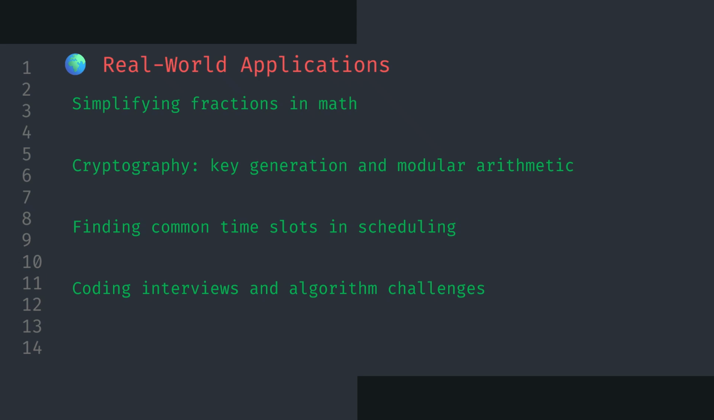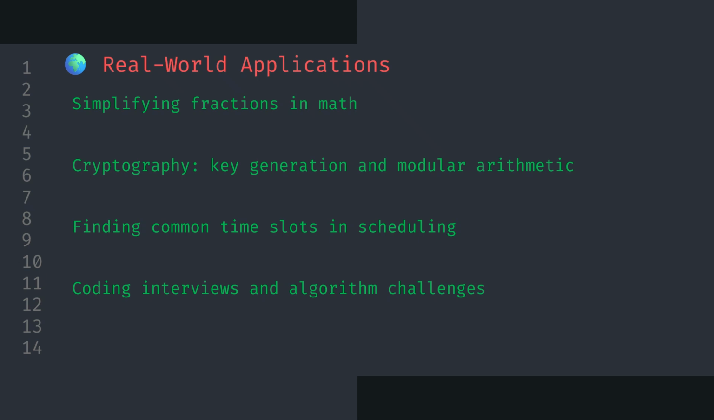GCD calculations are used in many real-world scenarios. They help in simplifying fractions, finding common divisors, and solving interview problems. In cryptography, the Euclidean algorithm is crucial for key generation.